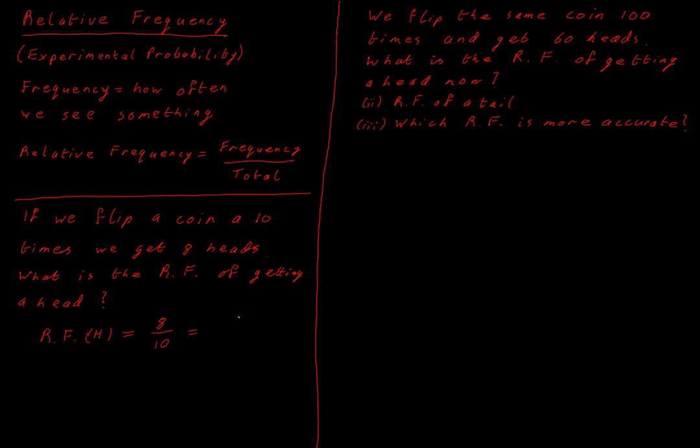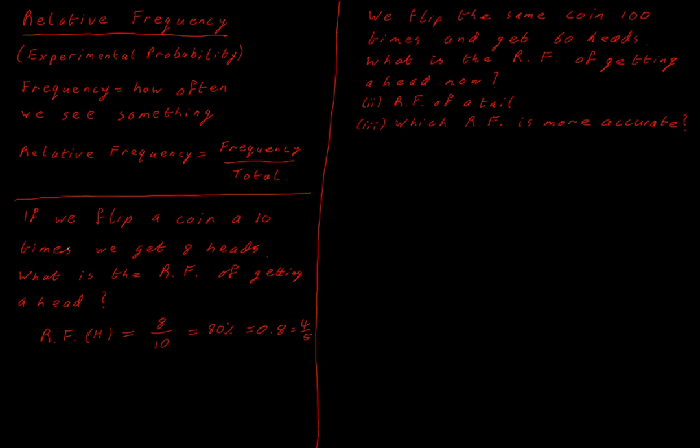So there's a few different ways I could write this. I could change this into a percentage and I would get 80%. 80% of the time I got a head. Or I could write it as 0.8. Or I could leave it as a fraction, but if I did, I would simplify it, and if I simplify that down, I'd get 4/5. Those are the different ways of writing it. It's important we are able to deal with all of them because they're useful in different circumstances.